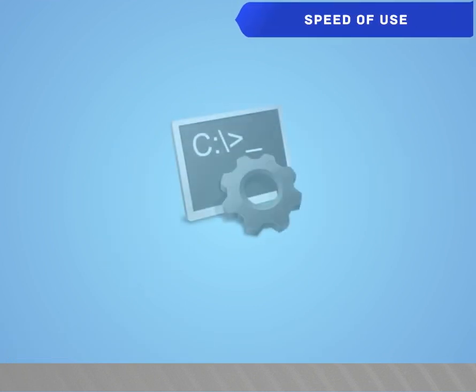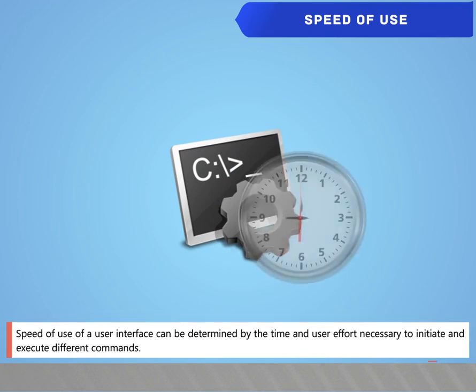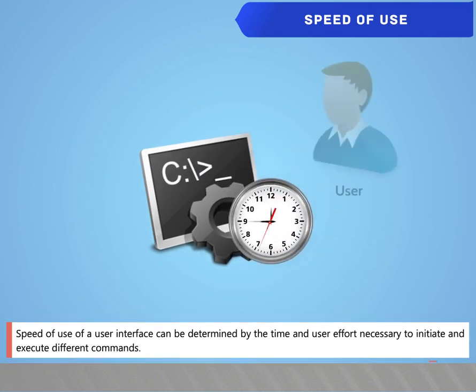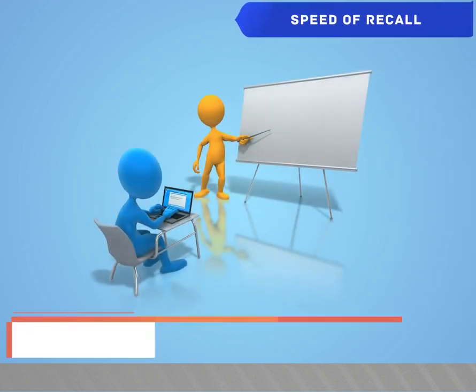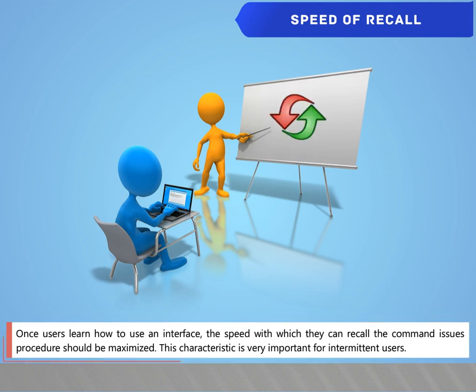Speed of use. Speed of use of a user interface can be determined by the time and user effort necessary to initiate and execute different commands. Speed of recall. Once users learn how to use an interface, the speed with which they can recall the command issue procedures should be maximized. This characteristic is very important for intermittent users.